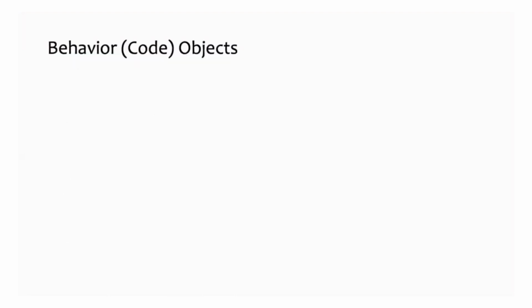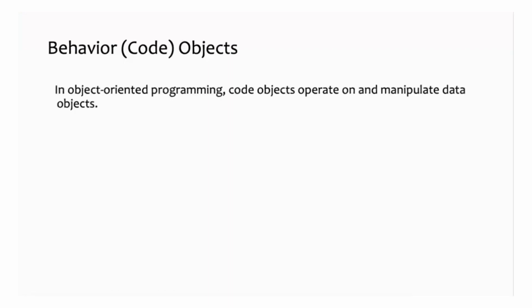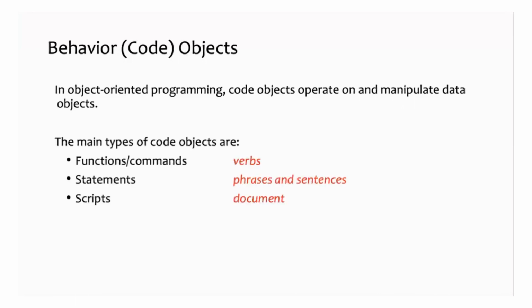Okay, so let's talk about behavior objects, also known as code objects. In object-oriented programming, code objects operate on and manipulate the data objects. They're the instructions for what to do to the data objects. And it's helpful to think about in the context of the syntax of these languages, what role each of these different kinds of behavior objects are playing.